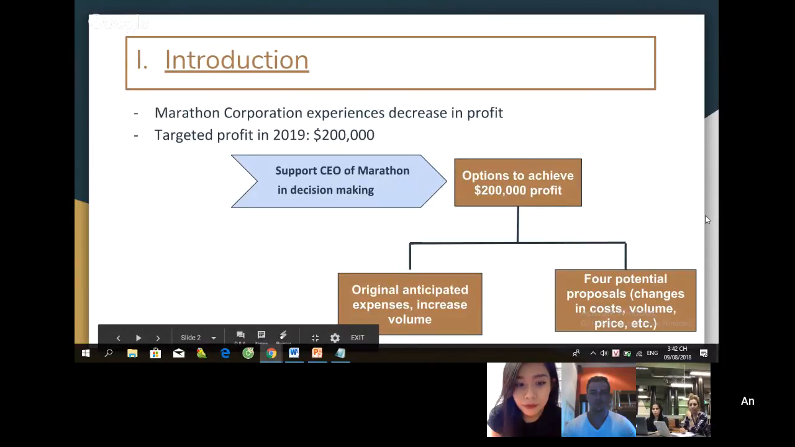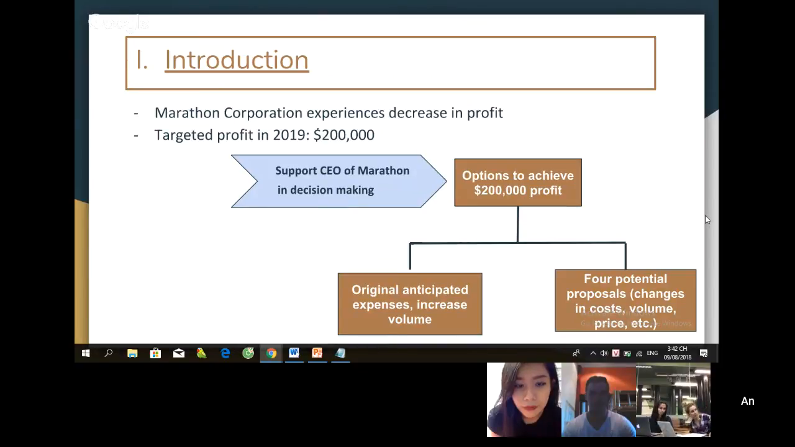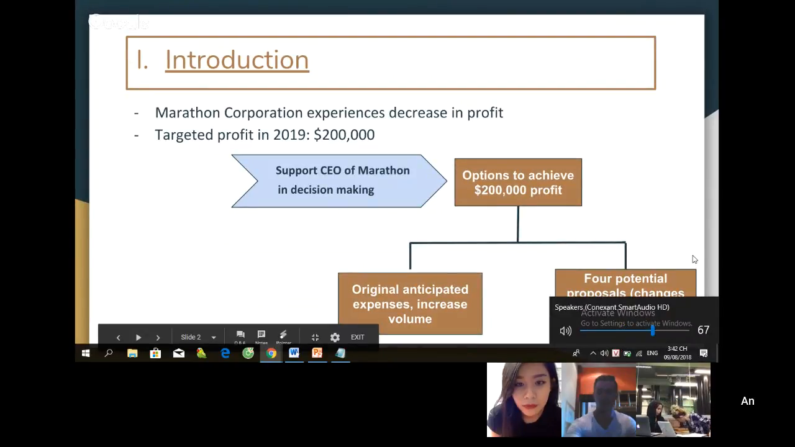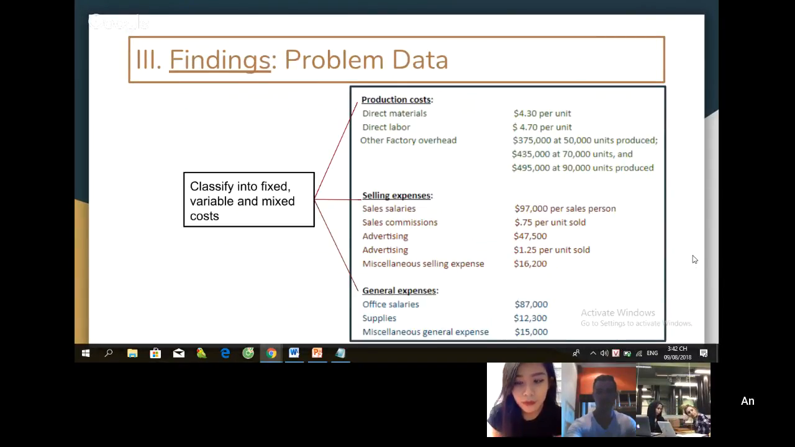Okay, first let's take a look at our outline of the presentation. First, we have the current situation of Marathon in the summary. Then the purpose of our analysis in the introduction. We'll go into details, findings and conclusions, and finally the optimal suggestion for Marathon and recommendations.